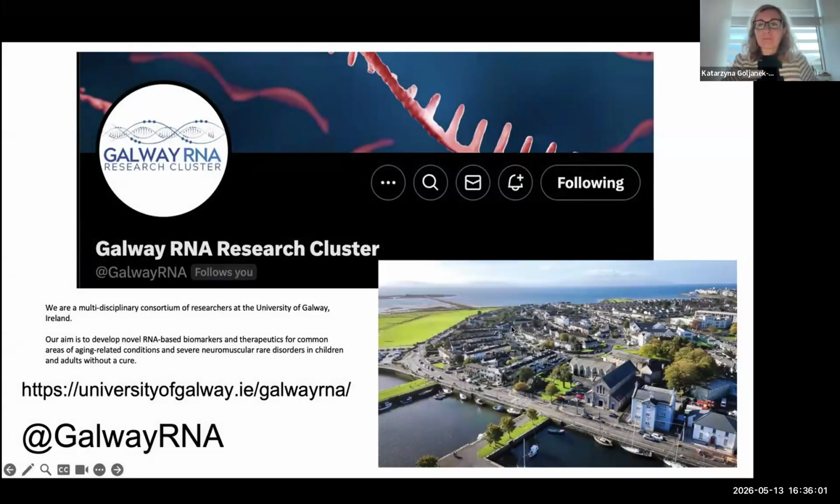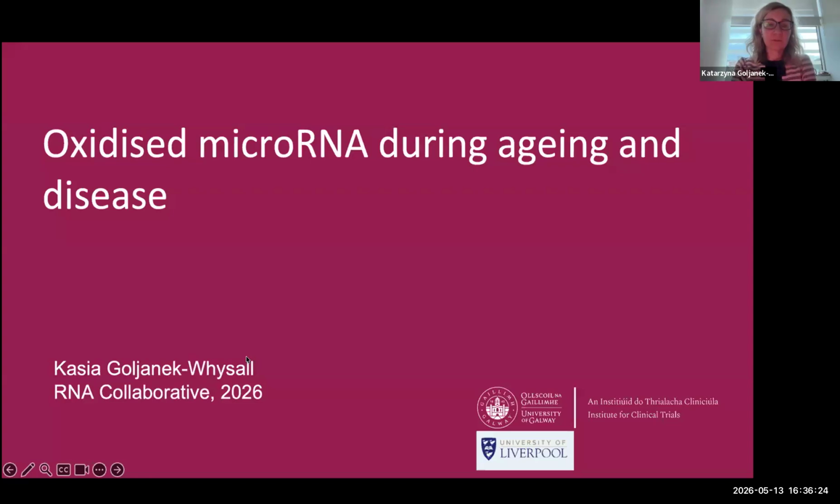Okay, so welcome from Galway in Ireland. We are in the west of Ireland, right by the Atlantic Ocean, and we are the closest point to the US in Europe, apparently. So you can nearly see us if you look through the window if you're on the East Coast. And we are part of a small cluster here, the Galway RNA cluster. You can see our activities on the website.